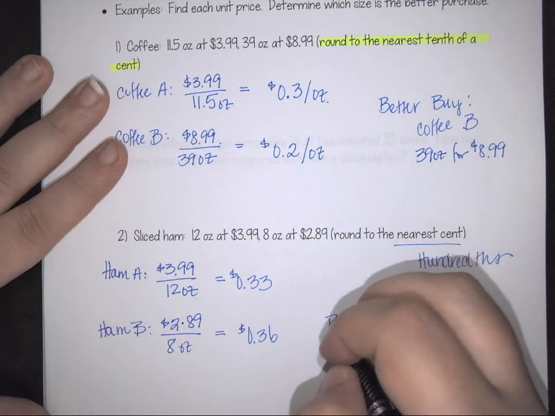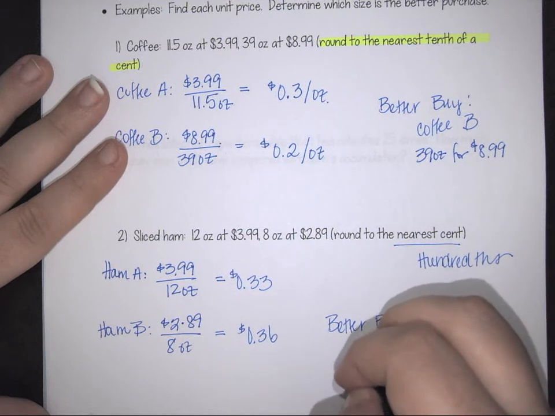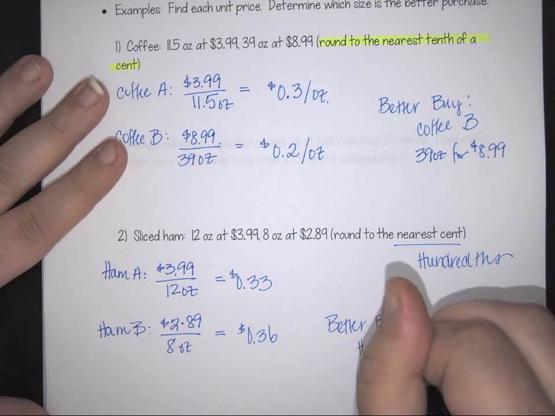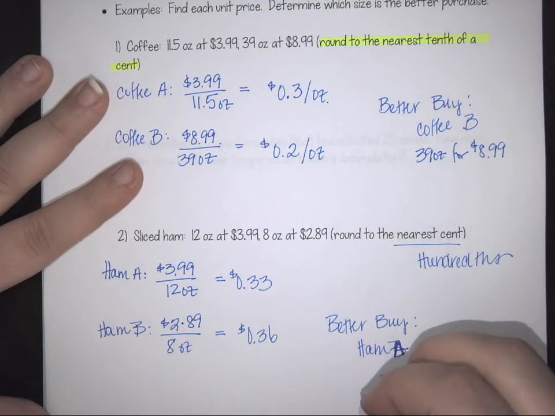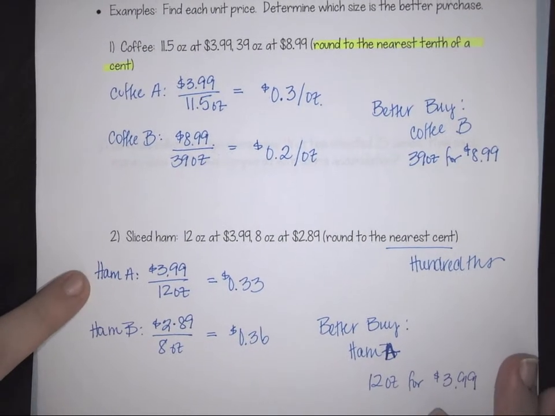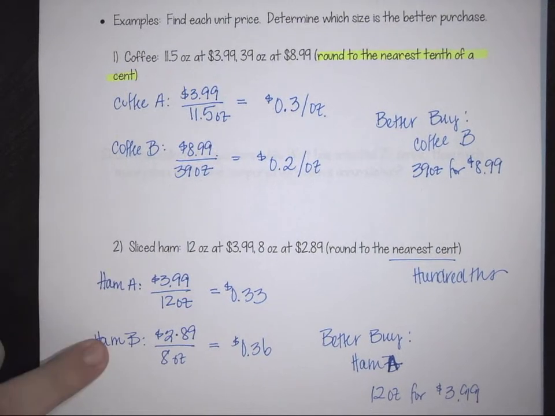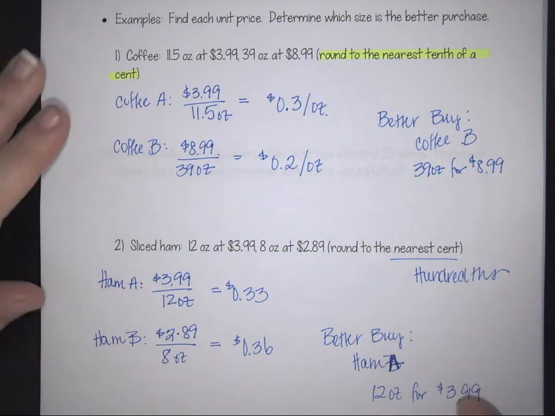So here, if we want your better buy, we are looking at ham B, which, nope, I'm sorry, ham A, which was your 12 ounces of ham for $3.99. Why? Because it is actually a better purchase per cent per ounce than your other one, even though ham A is a much larger dollar amount. Okay, it actually comes out to be the better purchase.